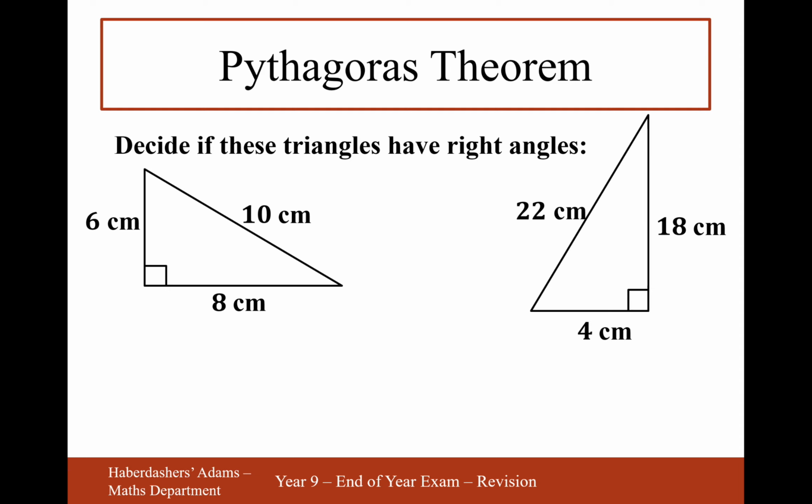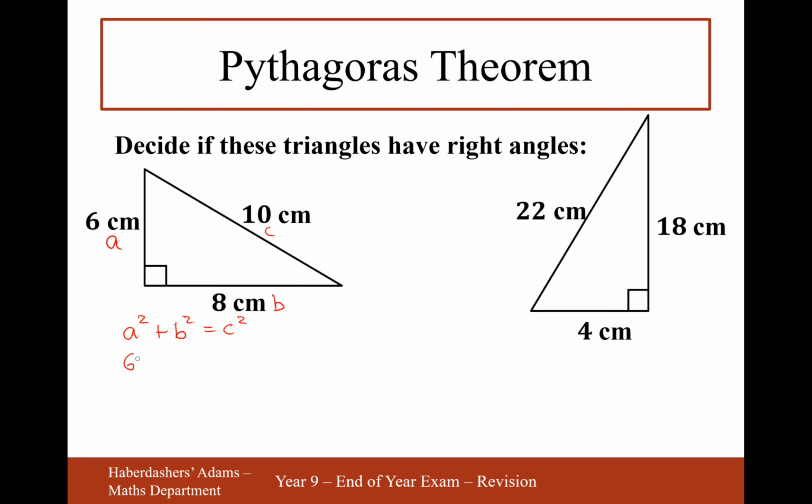Okay, next questions, pause the video and give these a go. Decide if these triangles have right angles. Okay, well, I know that when triangles do have right angles, the sides are called A, B and C. And don't be fooled into thinking, well, there's a little box there, so yes, they must be right angled triangles. I might have just put that box in there accidentally. So we've got to test it.